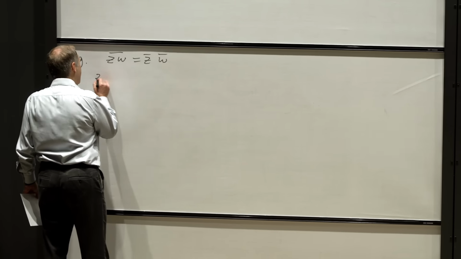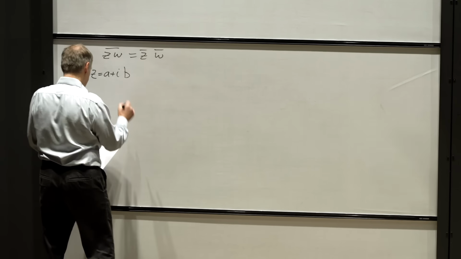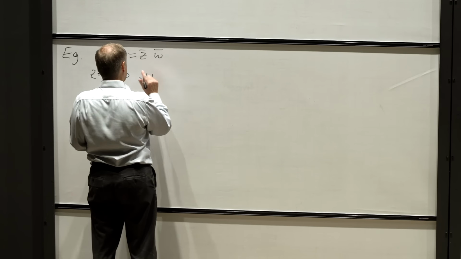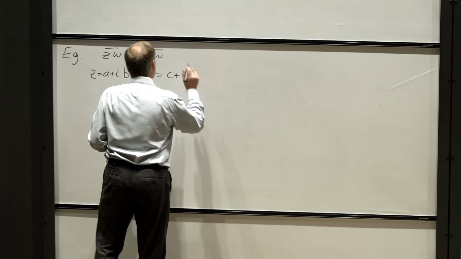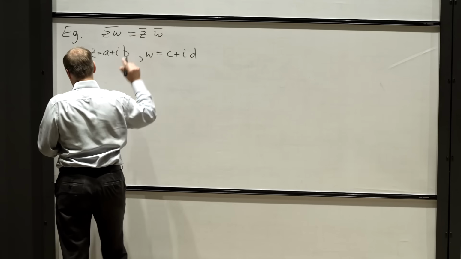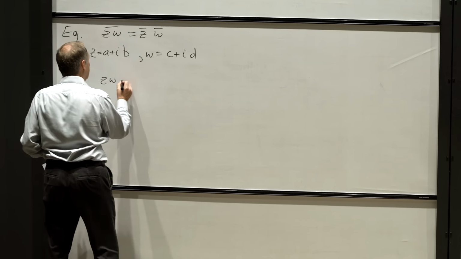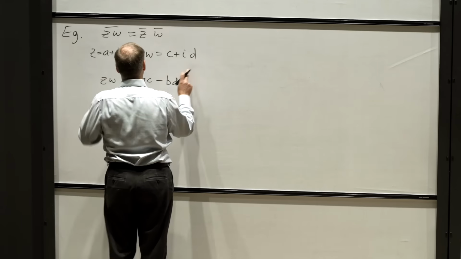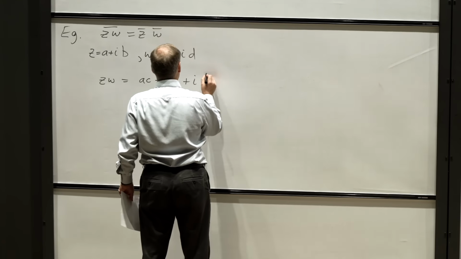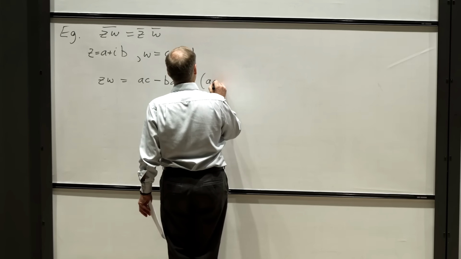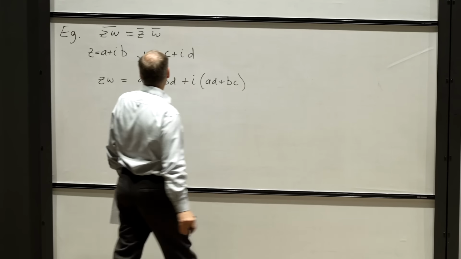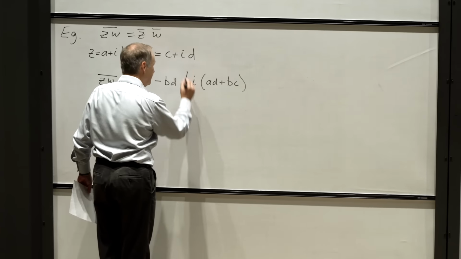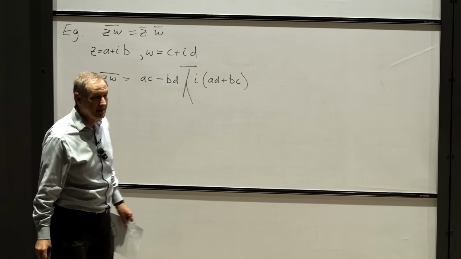Well, here's a proof. z is equal to a plus ib, and w is c plus id. Yes, we do need w here. And so what's zw? zw is equal to ac minus bd, plus i times (ad plus bc). And so if you want to take the conjugate of this, we change the sign of the imaginary part.